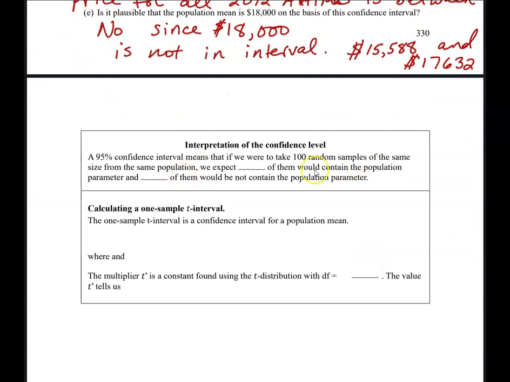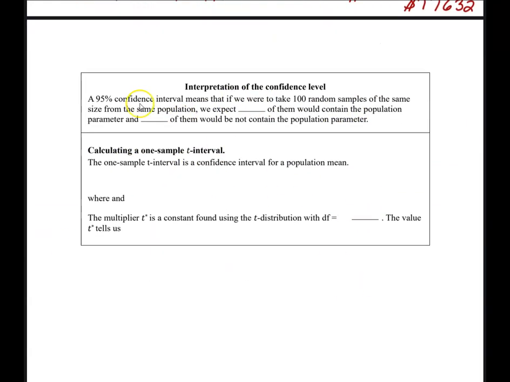All right, interpretation of the confidence level. Remember what that 95% tells you. It tells you that if we were to do this again and again and again, take repeated random samples, so if we were to do, say, 100 random samples of the same size from the same population, we would expect 95% of them, or if I did 100, that would be 95 of them, to contain the true population parameter, and 5 of them would not. So keep in mind that if I were to do this again and again, 95% of the confidence intervals I come up with should contain the real population parameter.